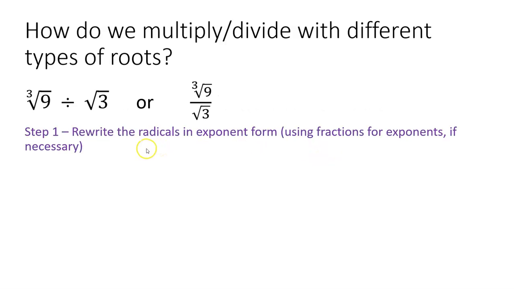First, let's rewrite the radicals in exponent form. And we'll use fractions for exponents if we have to. So the cube root of 9 is 9 to the 1/3 power. The square root of 3 is 3 to the 1/2 power. And that's what we've got right here. Cube root of 9, 1/3 power, square root of 3, 1/2 power.